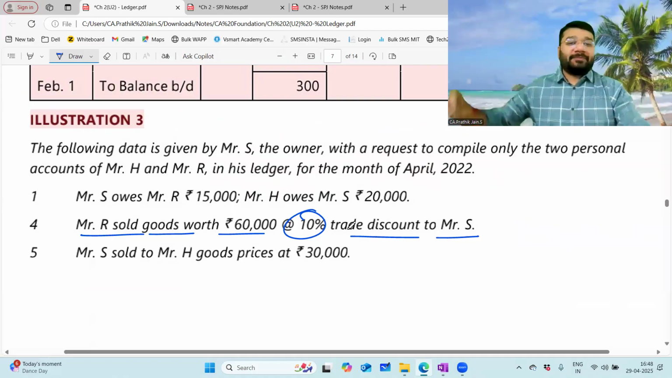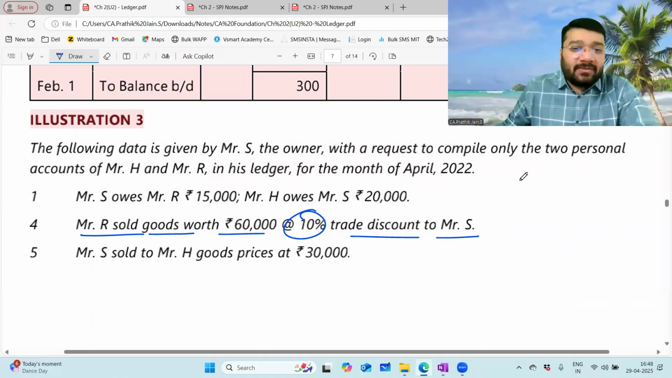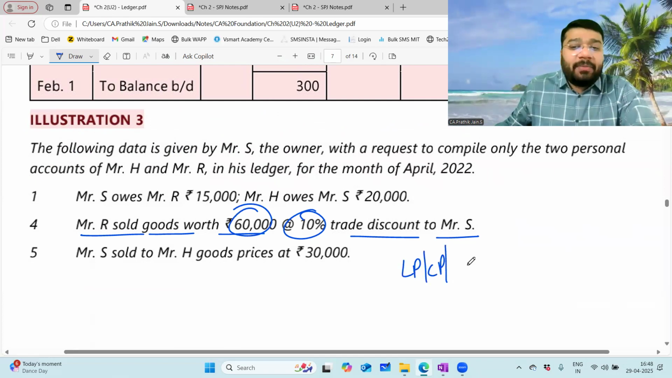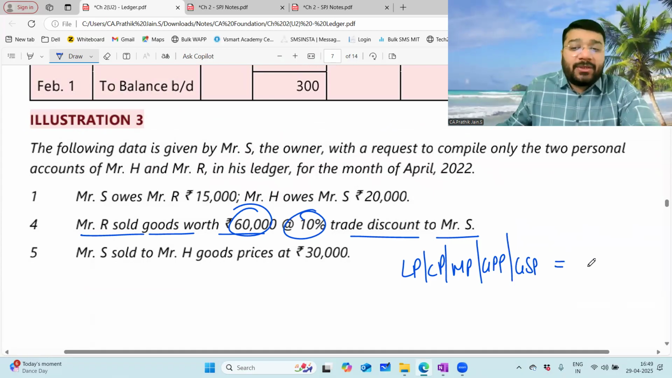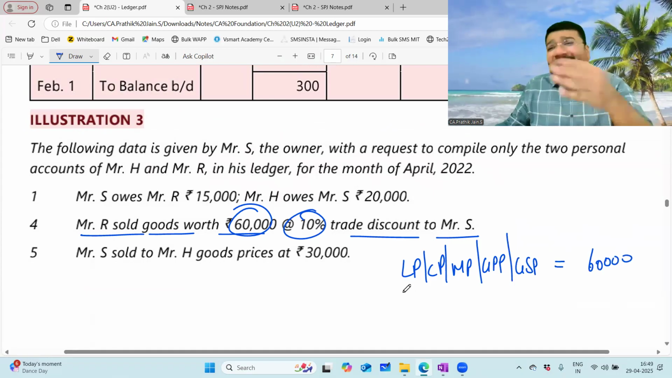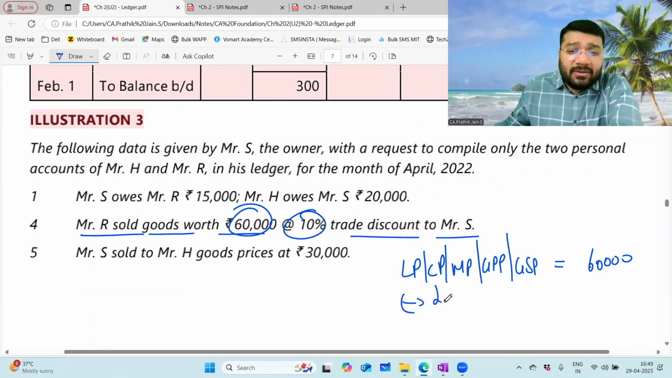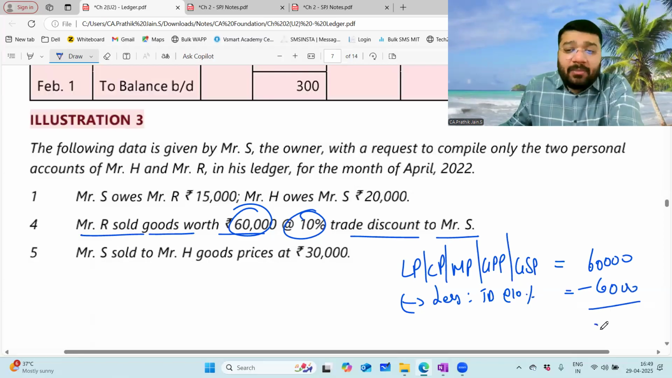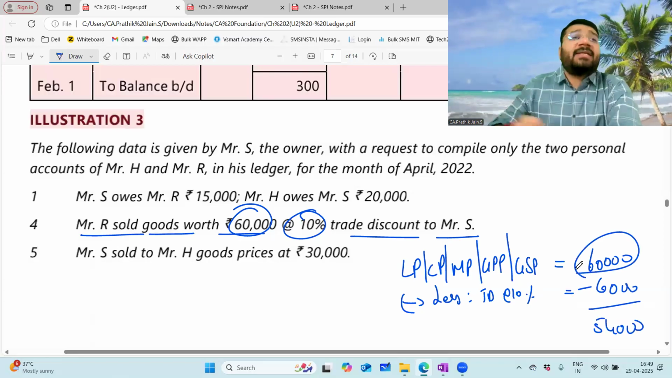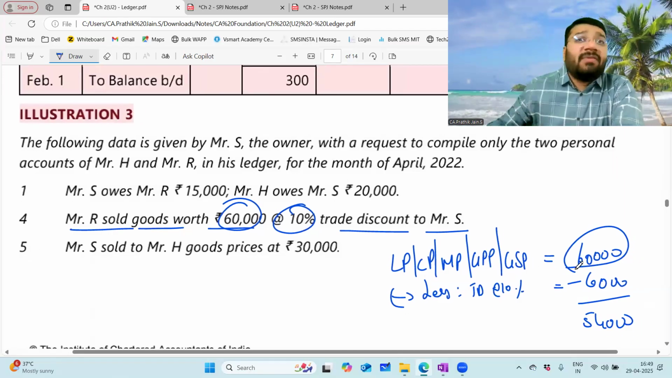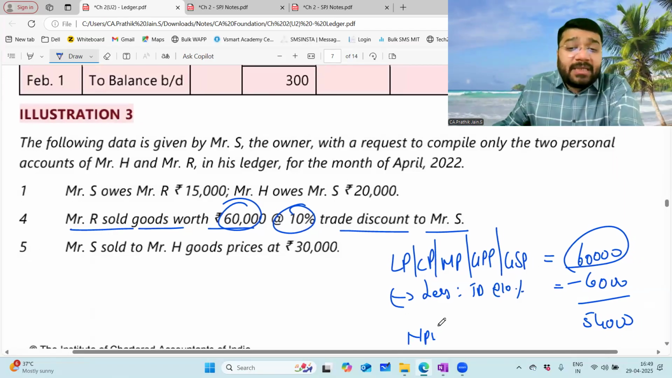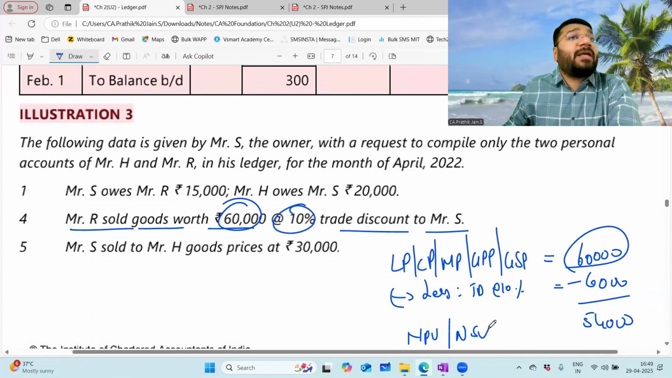Now, tell me people, how do I calculate this? This 60,000 is what? List price, catalog price, mark price. From the purchaser's point of view, gross purchase price. From seller's point of view, gross selling price is how much? 60,000. Sir, less trade discount at the rate of 10%. How much is it? 6,000. Balance is how much? 54,000. We'll always record at net value, so net purchase price or net sale price.